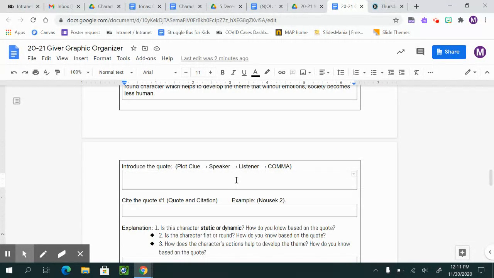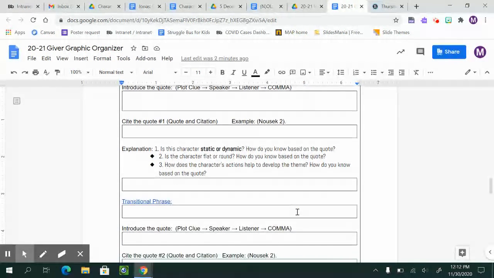In your I, for your plot clue, make sure that you tell me which part of the plot it's in. Tell me that it's in the rising action, at the climax, or in the falling action. Or tell me what chapter it's in. You need to have one of these two things in order to have ample background information. Then give me your speaker and listener. Who said the quote? Who listened? Then right after those, give me the comma because it's going to lead right into your quote. Make sure that after that, you've given me your citation: the author's last name, Lowry, then the page number in parentheses, period.